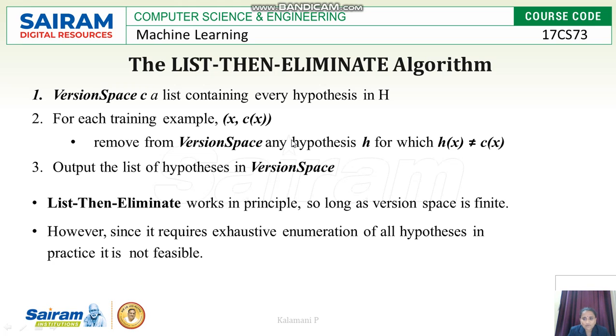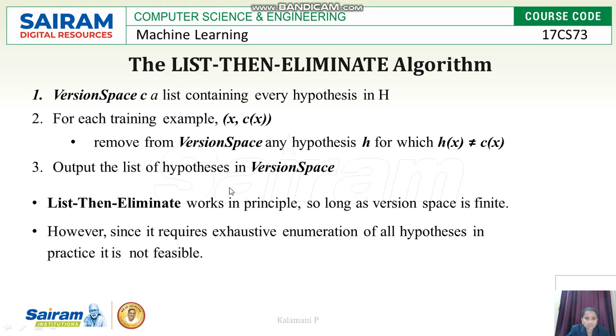Okay, understood now? Initially the version space is initialized to contain the entire hypothesis space. Then after reading the training examples, it checks the condition h(x) equal to c(x). If it is equal, it is consistent, no issue. If it is not equal, that hypothesis is eliminated, removed from the version space.